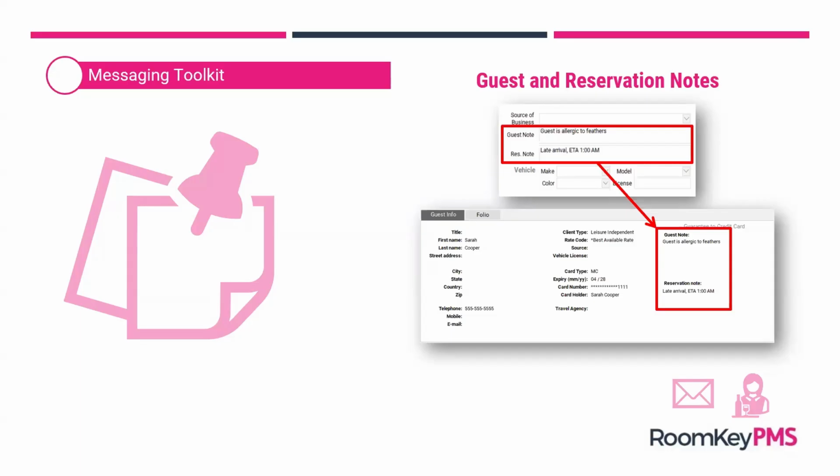Now, the main difference between these types of notes is that a reservation note is attached to this one-time reservation, and a guest note, instead of being attached to the reservation, is actually attached to the guest profile. So each time that guest returns to your property, that guest note is going to follow along with them and automatically populate onto each subsequent reservation.